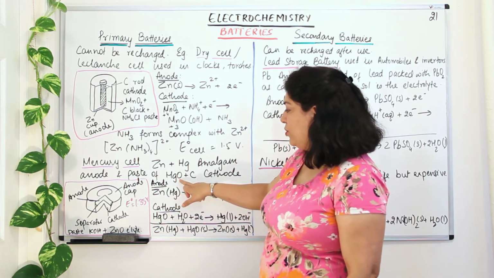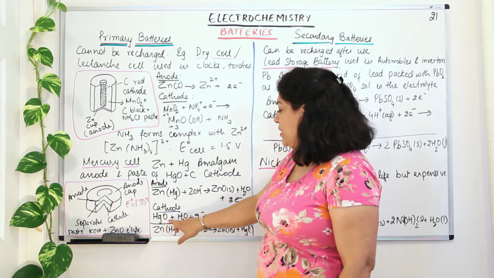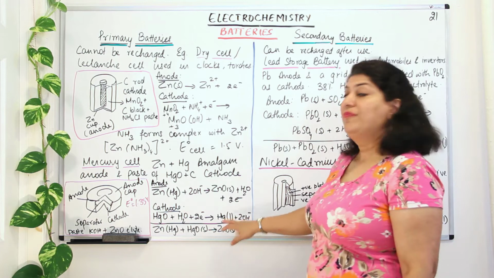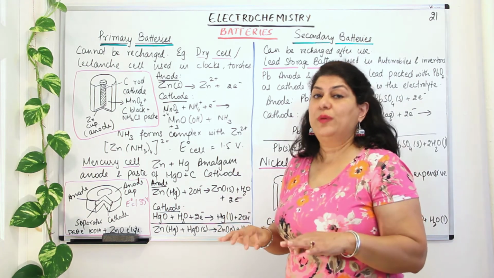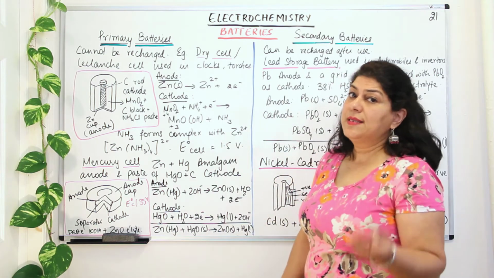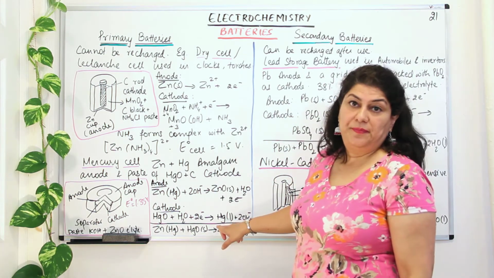What did you have at the cathode? Mercury oxide and carbon. So mercury oxide combines with water and gains 2 electrons and results in the formation of mercury, that is liquid mercury. That is, the mercuric ion gets reduced to mercury.